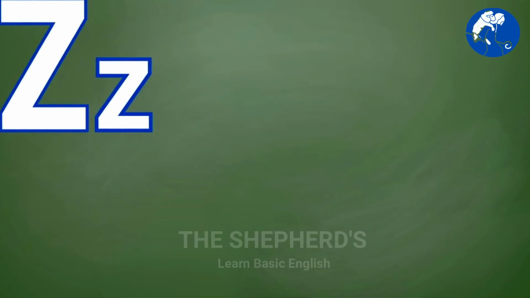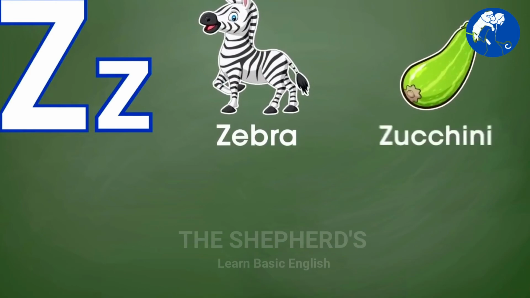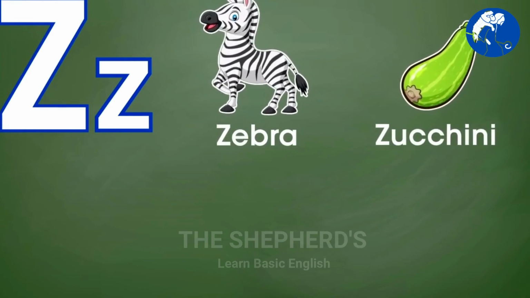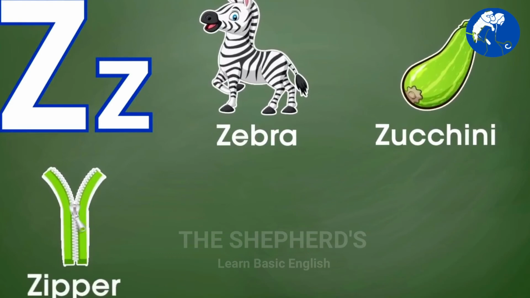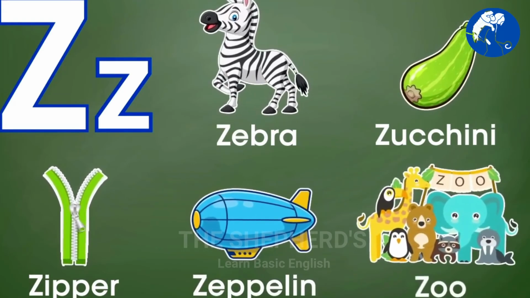Z is for zebra, zucchini, zipper, zeppelin, zoo.